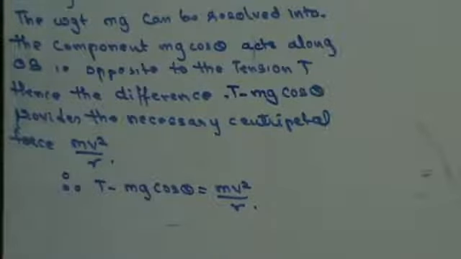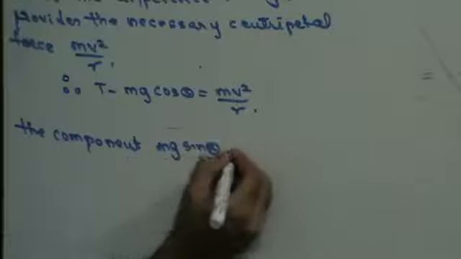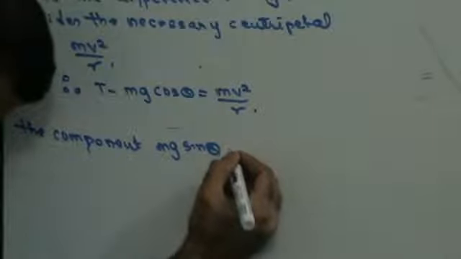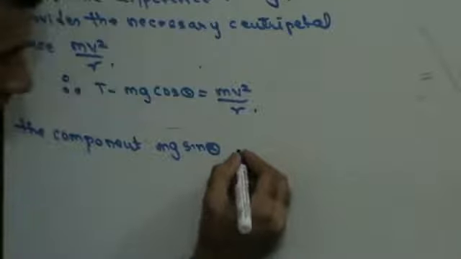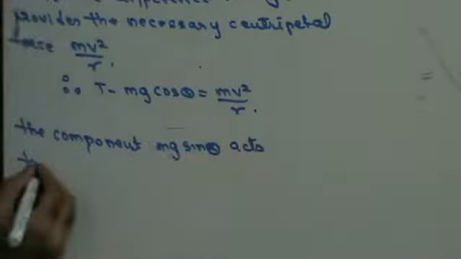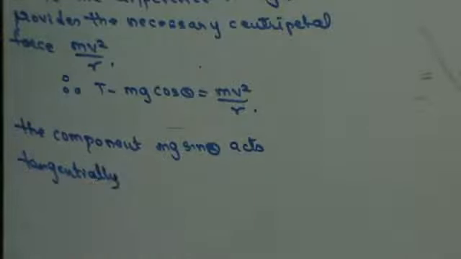Now let's look at the other component. The other component mg sin theta acts tangentially in the direction opposite to the velocity. The component mg sin theta acts tangentially in a direction opposite to velocity v.